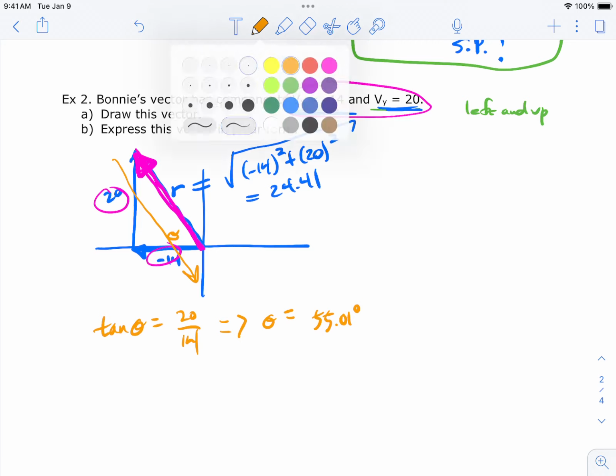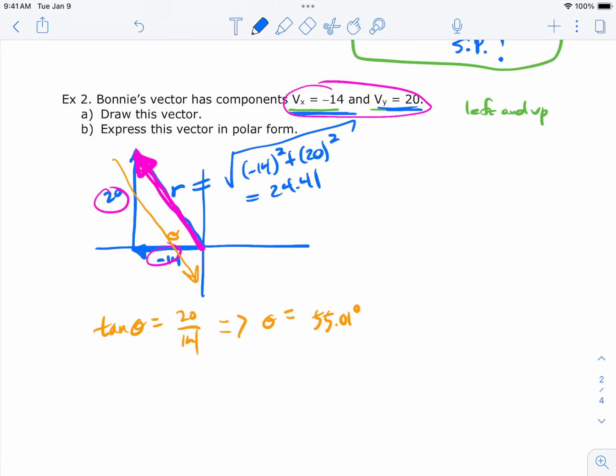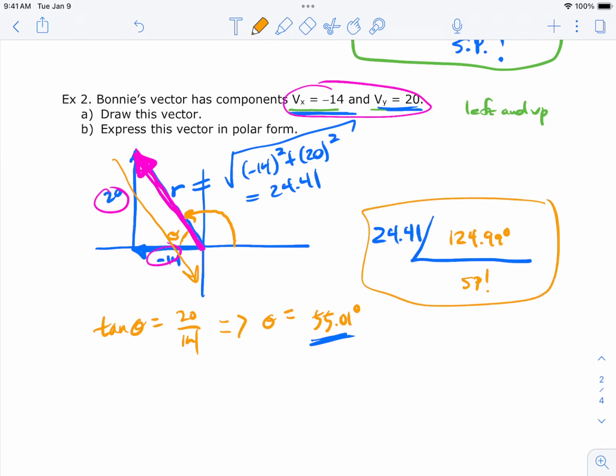Now to write our answer, we're going to say that the magnitude, the length of the arrow, is 24.41, and the direction is, okay, be careful. Don't just grab this, because you have to think about it a little bit first. You have to say, wait a minute, I want standard position, and standard position comes from the positive x-axis. It goes like this. So if this is 55, this is 180 minus 55. It comes out to 124.99 degrees. There we go.